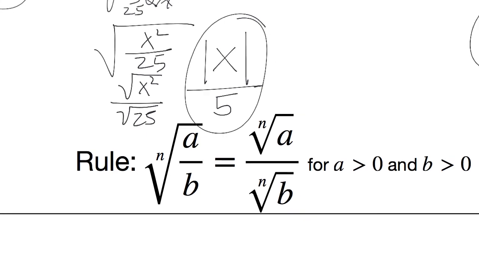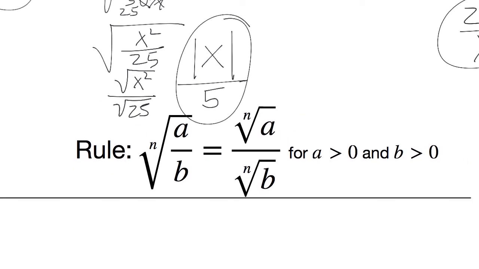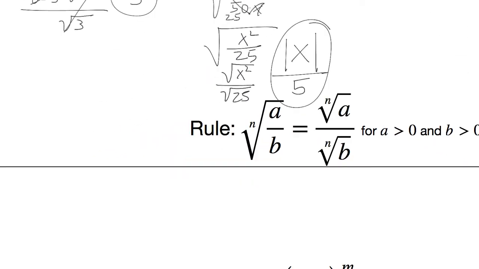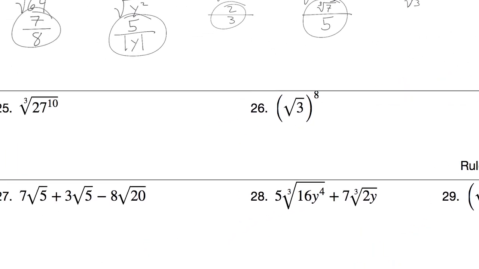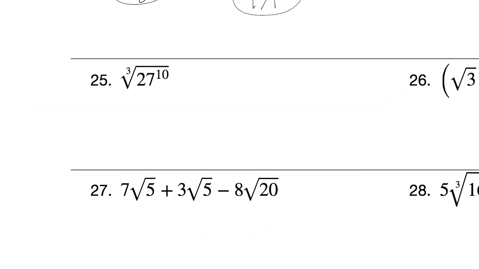The rule in general looks like this. And you have to make sure that a and b are both positive, but if they are, and if n is an integer, then it'll work. And if n is positive.